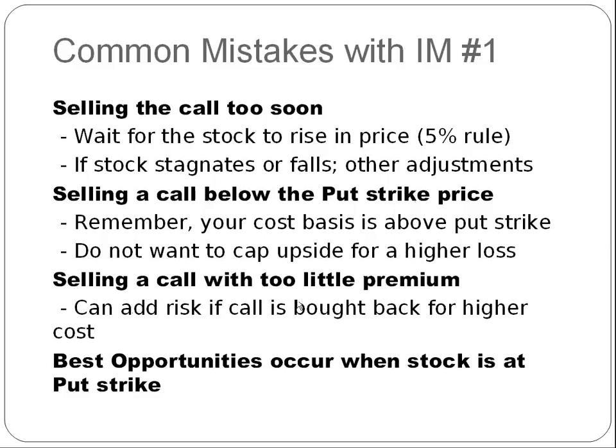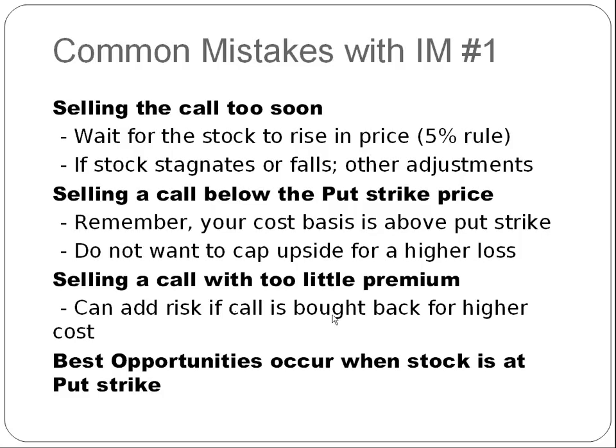And we definitely don't want to sell a call with too little premium. In other words, when I entered that married put trade, I bought the stock at 17.20 and bought the 20 strike put. If I adhere to the rule of not selling a call below the put strike price, but I went ahead and sold the June 20 call, well, I might only receive 40 cents or 50 cents. Is that really helping my position?